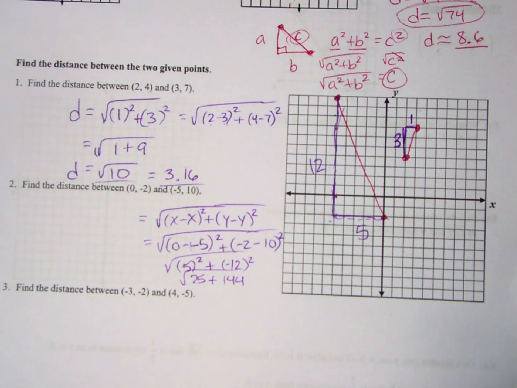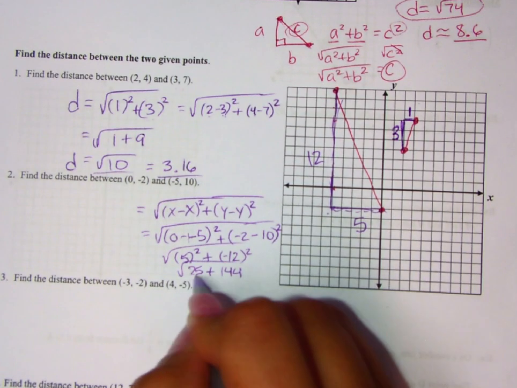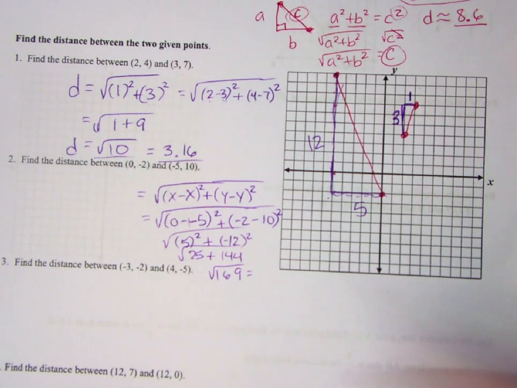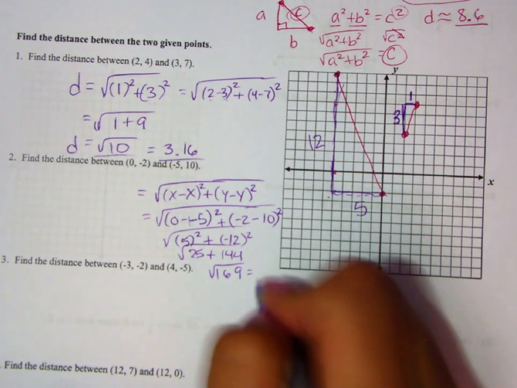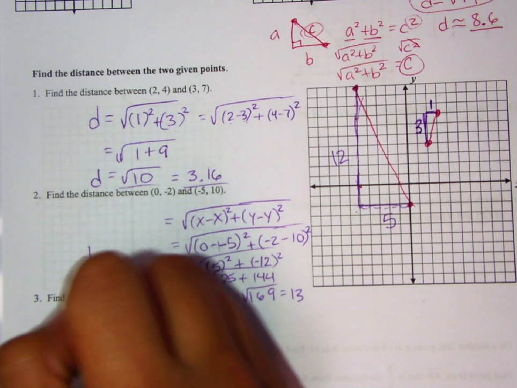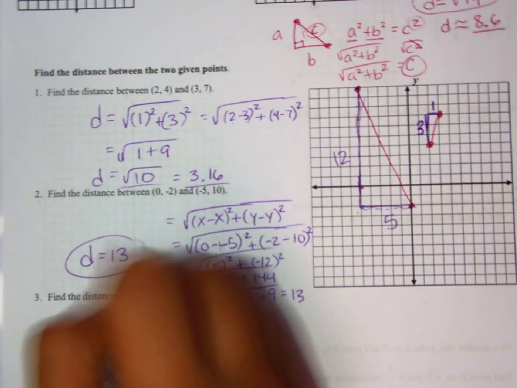We're still doing the square root. This results in adding these two, which equals 169. And if you check in your calculator the square root of 169, it equals 13. So in this case, the distance will equal 13.